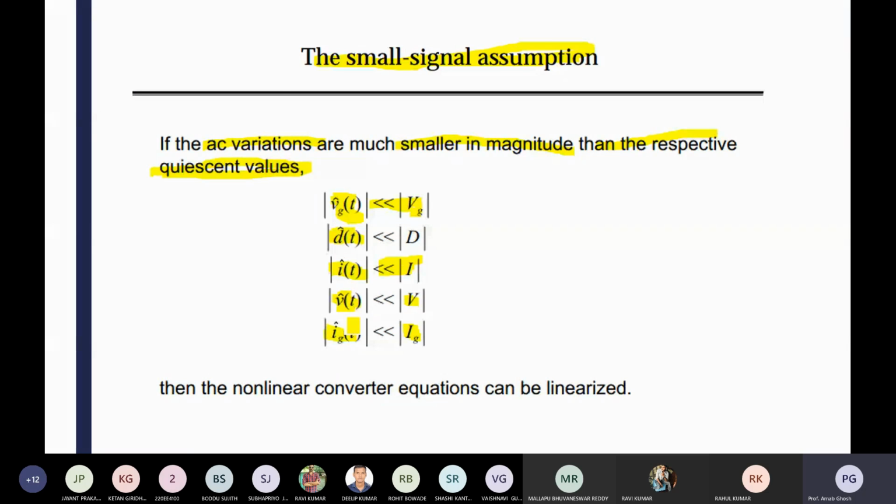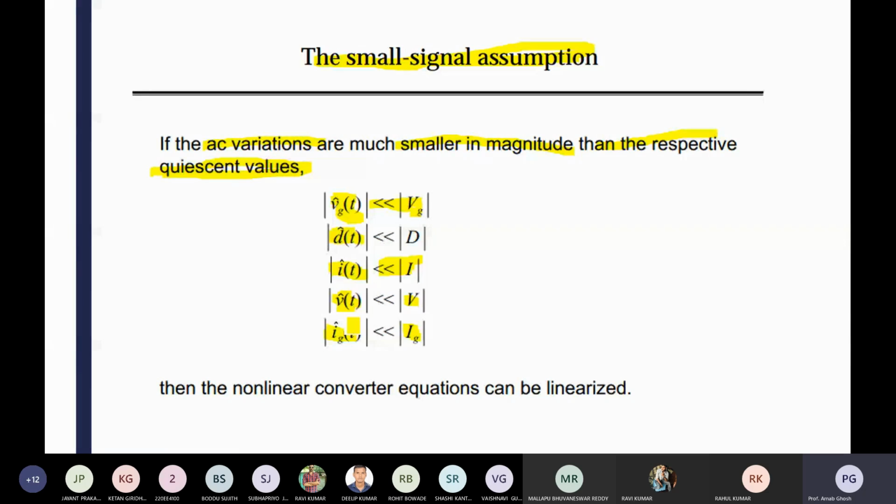In my next class, I will discuss the transfer functions of the classical converters and show you those expressions. I will show the derivation for the buck converter, boost converter, and buck boost converter, and their transfer functions.